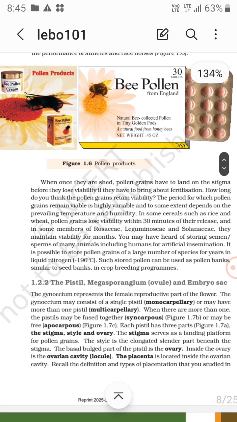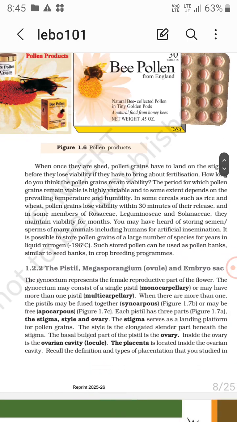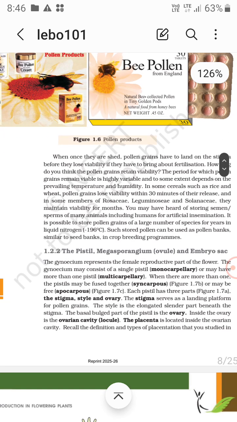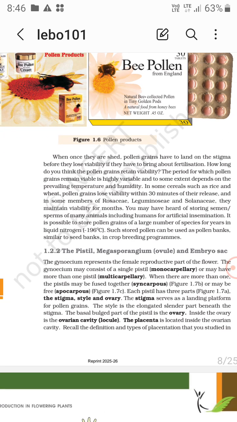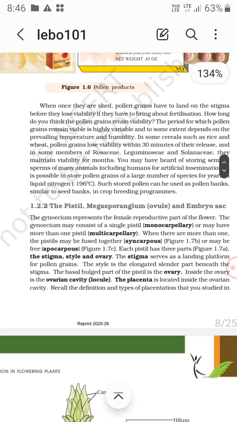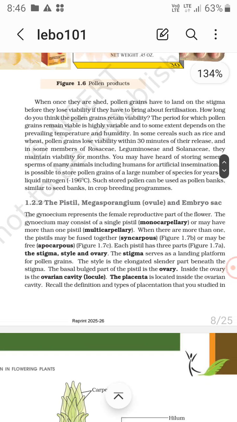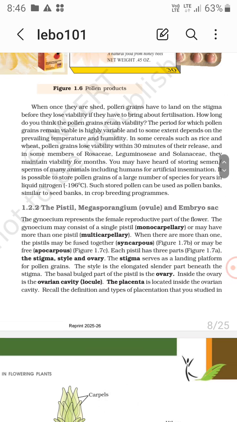The period for which pollen grains remain viable is highly variable and to some extent depends on the prevailing temperature and humidity. In some cereals such as rice and wheat, pollen grains lose viability within 30 minutes of their release. In some members of Rosaceae, Leguminosae and Solanaceae, they maintain viability for months.